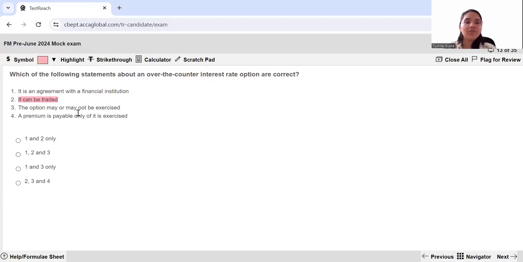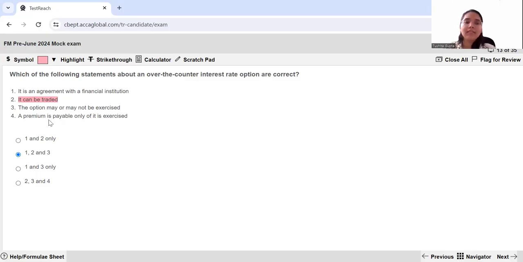Then, the option may or may not be exercised. This is absolutely correct. Whenever you're entering into a contract which is an option, it gives you the right, but not the obligation, to do something. So hence, you have the option. It is your choice whether you want to exercise this or whether you do not want to exercise it. So far 1 and 3 are what seem correct to us.